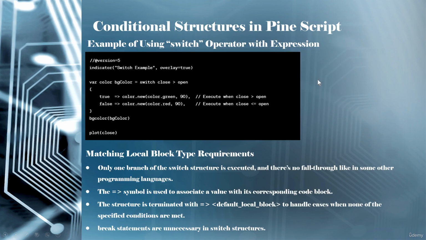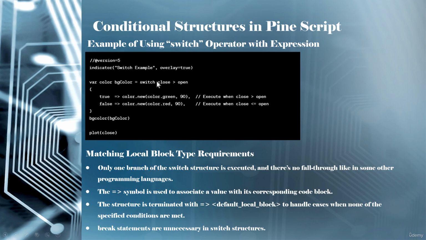Now let's review an example of using the switch operator with expression. In this case, we use the switch operator, and after that we have a condition, close bigger than open. And the return of this switch operator execution will be assigned to the background color variable. Let's take a look at how it works.